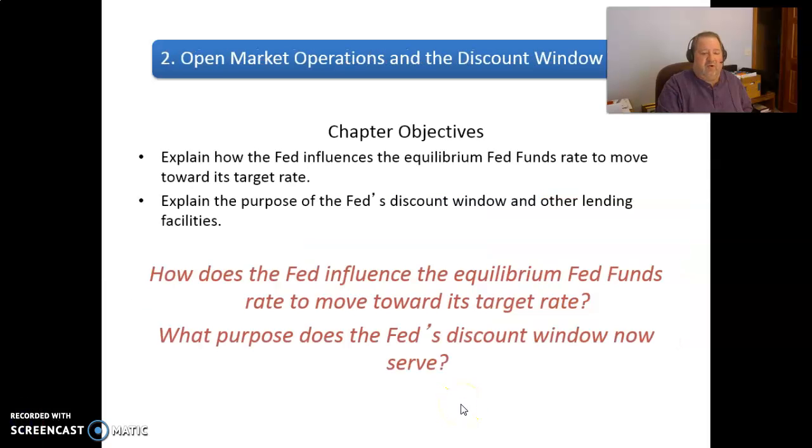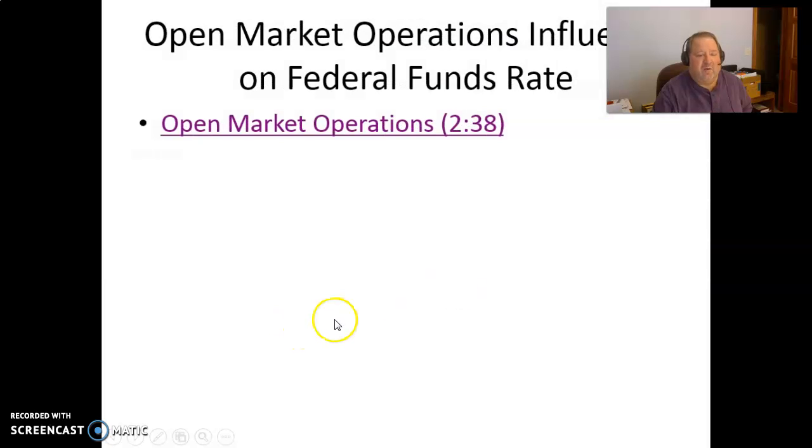In Section 2, we're going to look at two questions. How does the Fed influence the equilibrium Fed funds rate to move towards its target rate? And secondly, what purpose does the Fed's discount window now serve? To get started, I would like you to pause this PowerPoint and go to Moodle and watch the open market operations video.